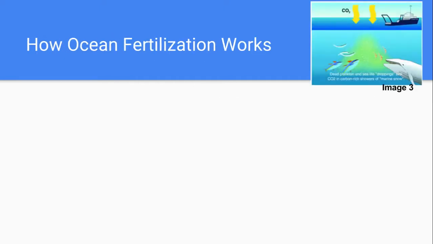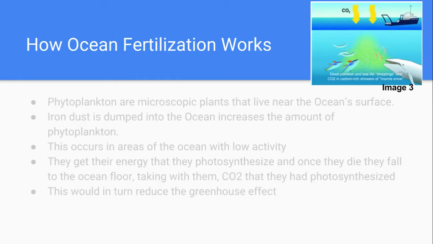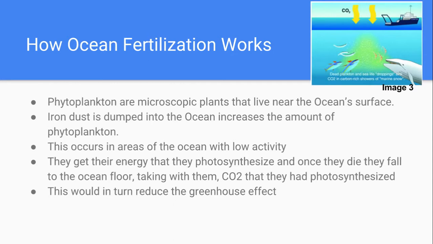Another one we looked up was ocean fertilization. Ocean fertilization is a strange process in which iron is dumped into the ocean in order to trap CO2 by creating extra phytoplankton. Phytoplankton are microscopic plants that live near the ocean's surface. Iron dust is dumped into the ocean, and this increases the phytoplankton, which could be a good thing, could be a bad thing, which we'll get to in a little bit. This would be done in areas of the ocean with low activity.